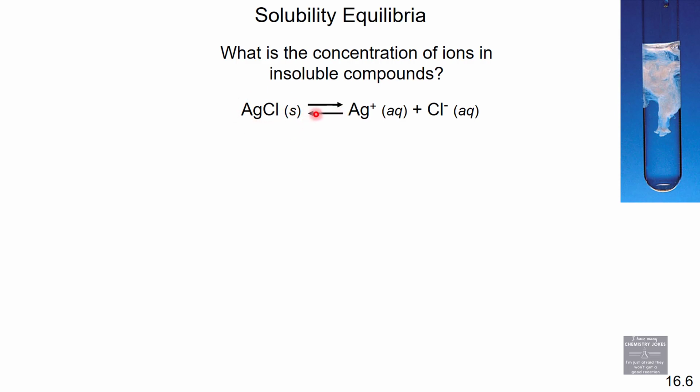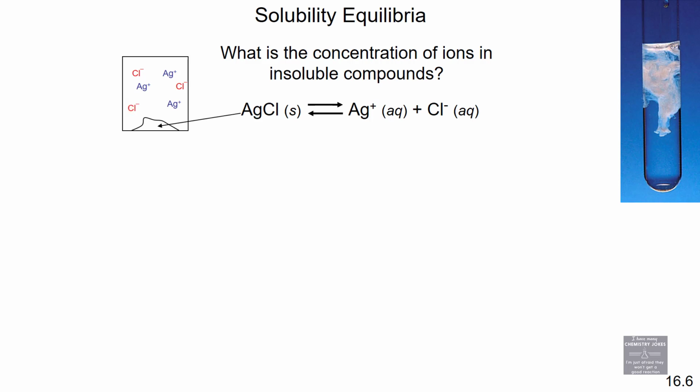So we treat it as equilibrium. There's a little tiny amount of Ag plus and Cl minus in solution. If we were to draw a picture of it, we would have a bunch of solid AgCl at the bottom and a little tiny amount of each of the ions. I drew 3, but I could have stopped at less than 3, but I did 3.